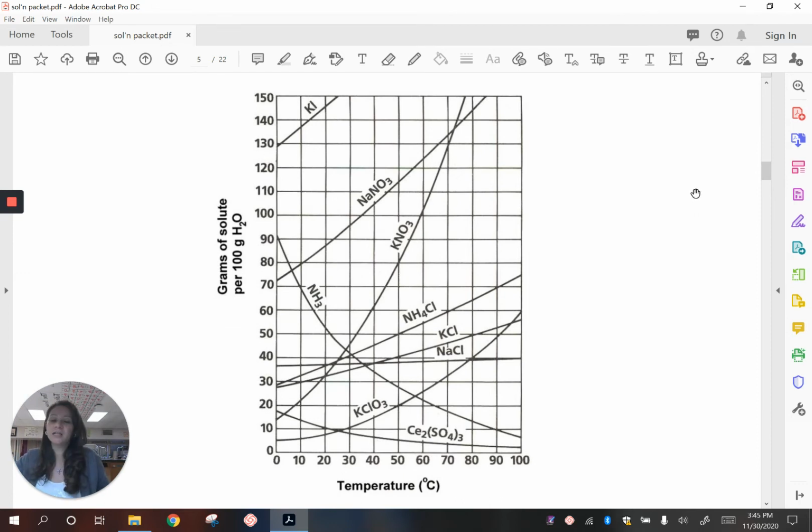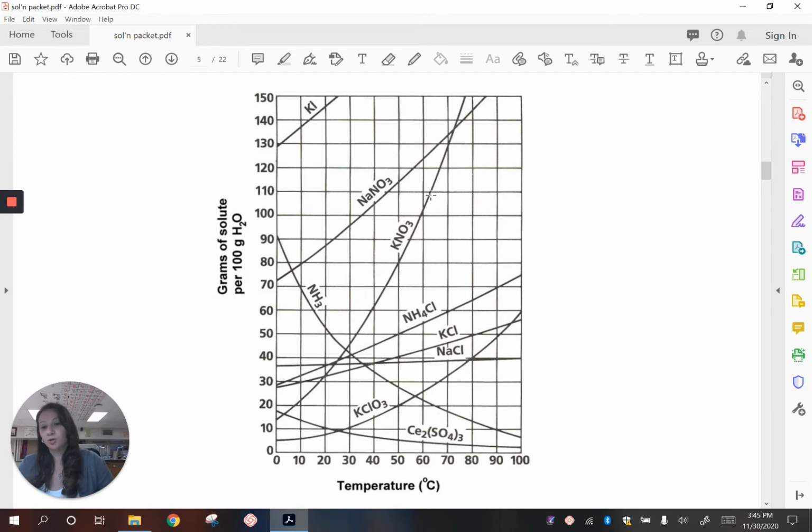A lot of these solutes, especially if they're solid, when you increase the temperature, you can dissolve more. Now, some of them, like NaCl, look at that. It's almost just a flat line. So for that one, the temperature doesn't really affect its solubility very much. But look at something like sodium nitrate. If I increase the temperature, I can drastically increase the amount of solute that I can dissolve. Or potassium nitrate, same thing.